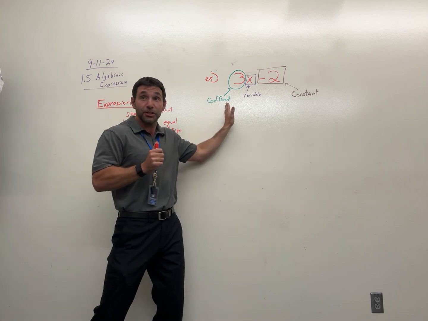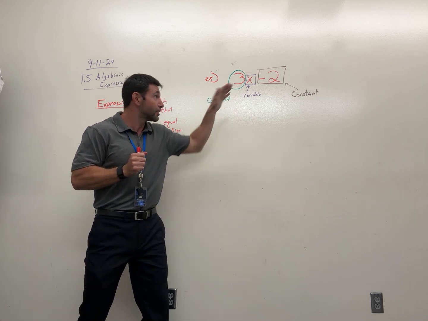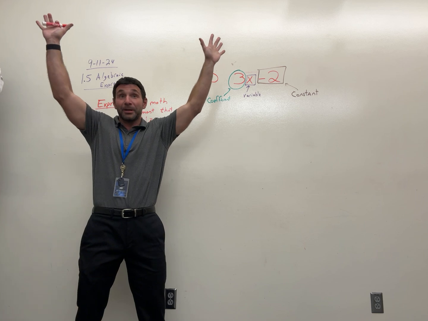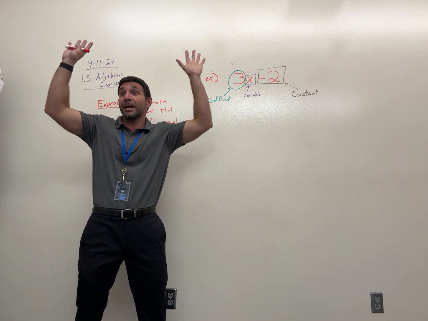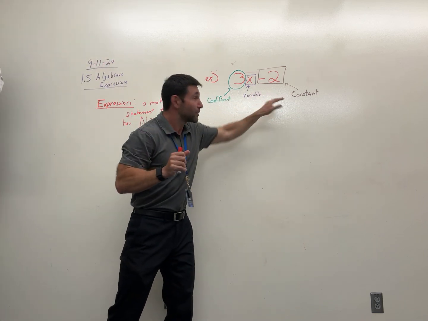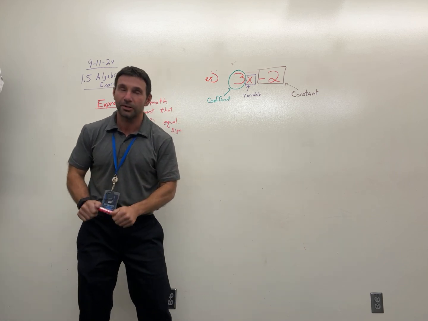We have a coefficient that's attached to the variable. The variable is the unknown. I am an unknown. We've been with me now for 4 weeks. I am an unknown. The constant is the one who, man, is constantly around.